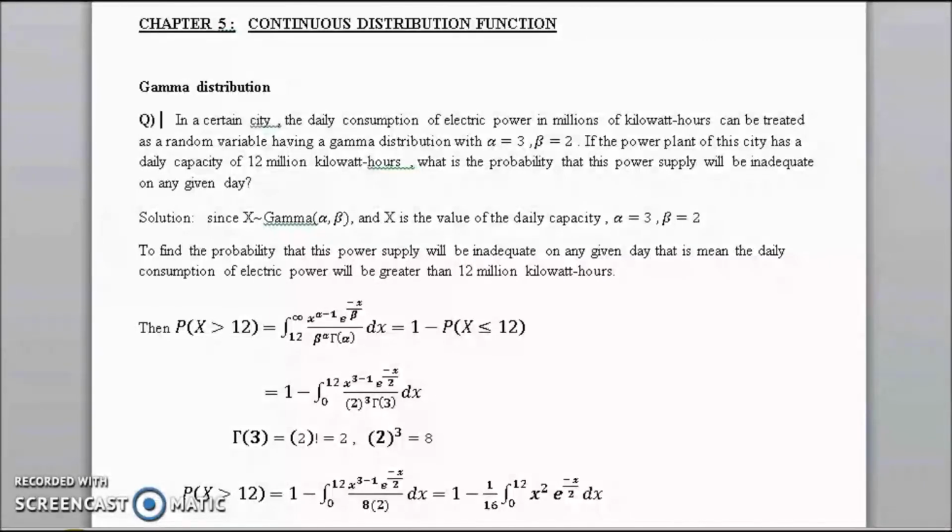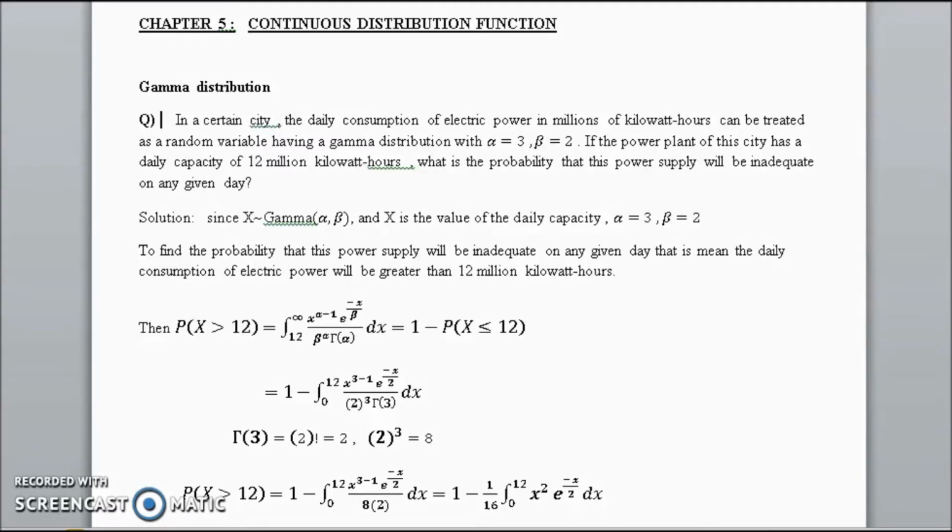In a certain city, the daily consumption of electric power in millions of kilowatt hours can be treated as a random variable having gamma distribution with alpha equal to 3, beta equal to 2. If the power plant of this city has a daily capacity of 12 million kilowatt hours, what is the probability that this power supply will be inadequate on any given day?